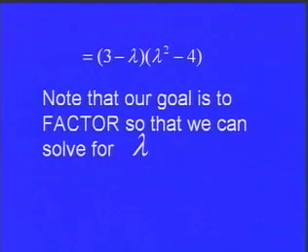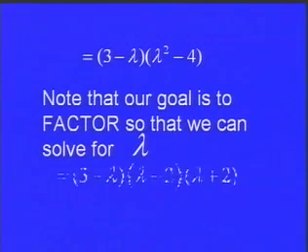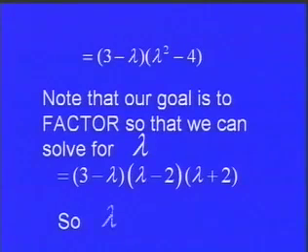Okay, with that in mind, I want to factor lambda squared minus 4 into lambda minus 2, lambda plus 2. Once I do that, remember this was set equal to 0. I get the lambda values of 3, 2, and negative 2. Okay, so I got 3 lambda values for that 3 by 3 matrix.